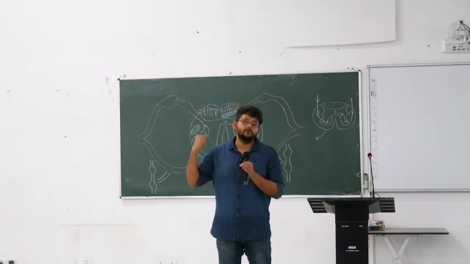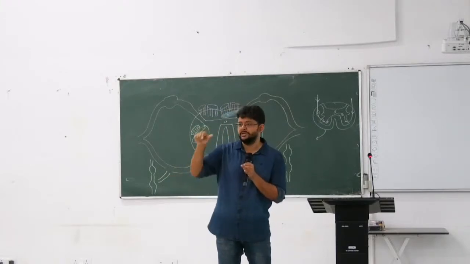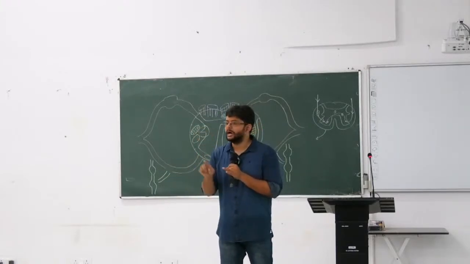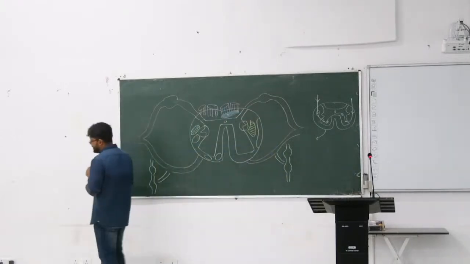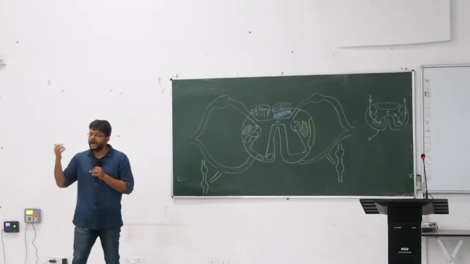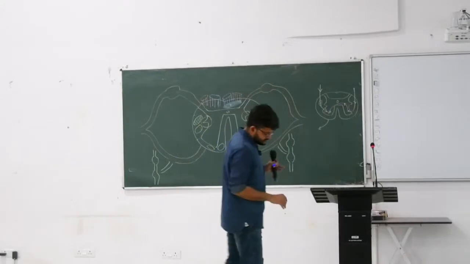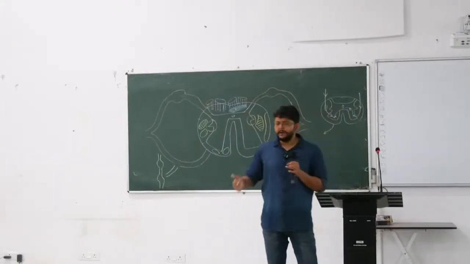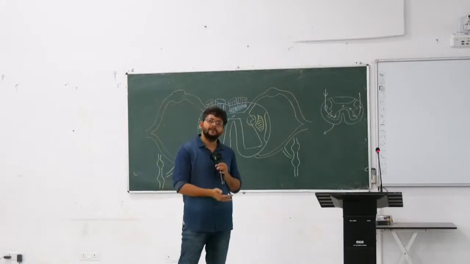Otherwise what would happen, there will be over excitation and switching on of stretch reflex. Reflexes would become exaggerated if the upper motor neuron does not work. So if we look at the thing again, upper motor neuron is from the brain, lower motor neuron is from the anterior horn cell onwards.